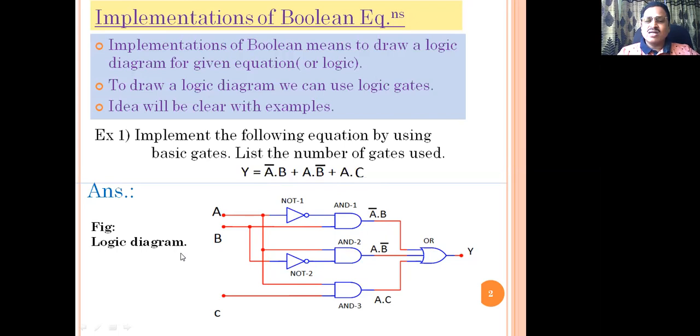Now the last part is what? To list out the number of gates used. If you observe here, all the gates we have used are basic gates.